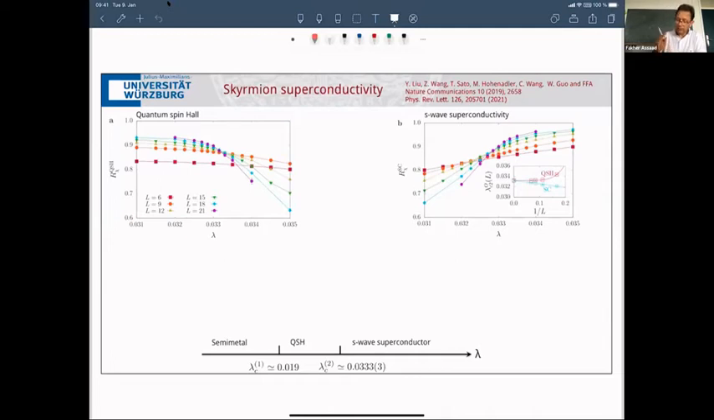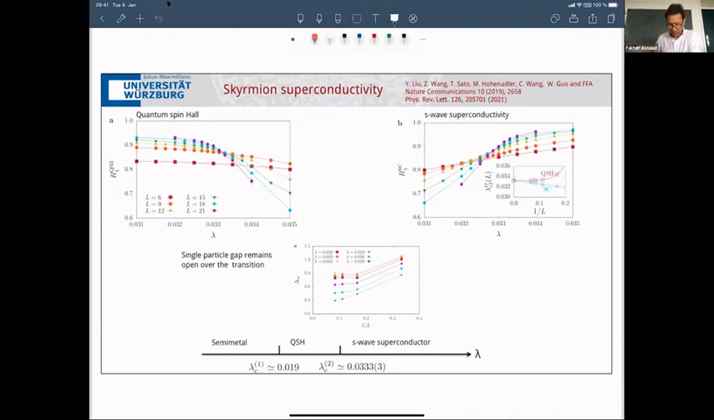So it seems to be a direct transition, it seems to be continuous. And what's important, it's a bosonic transition in the sense that the single particle gap stays open across the transition. So there are no fermions in this one.